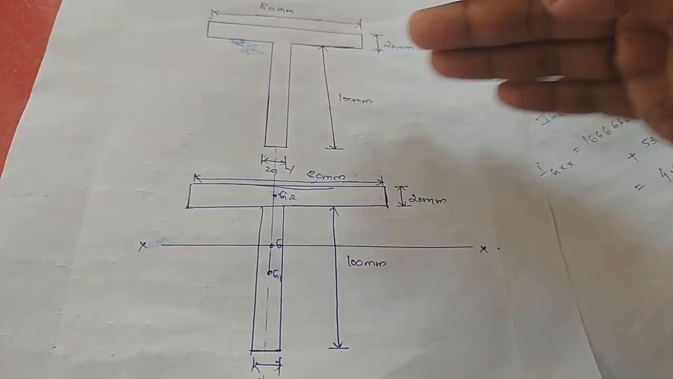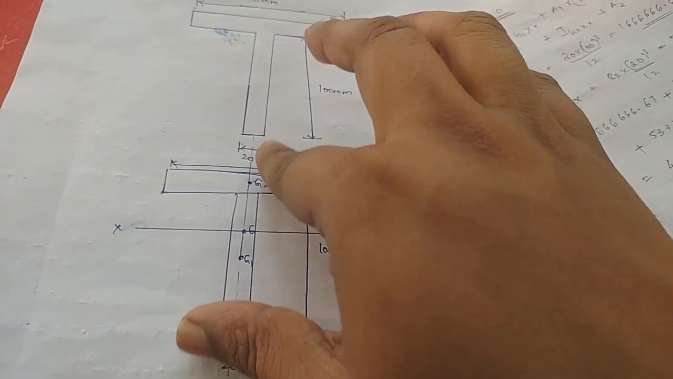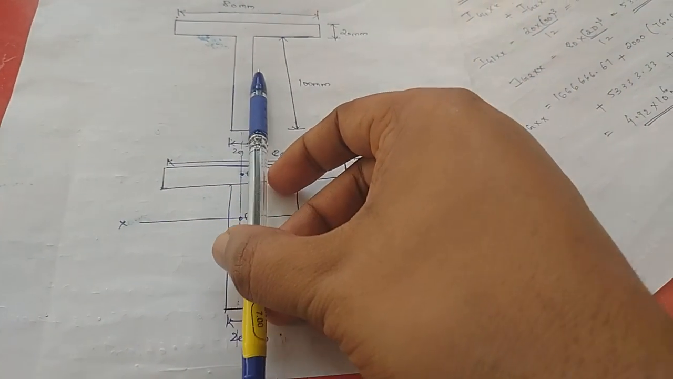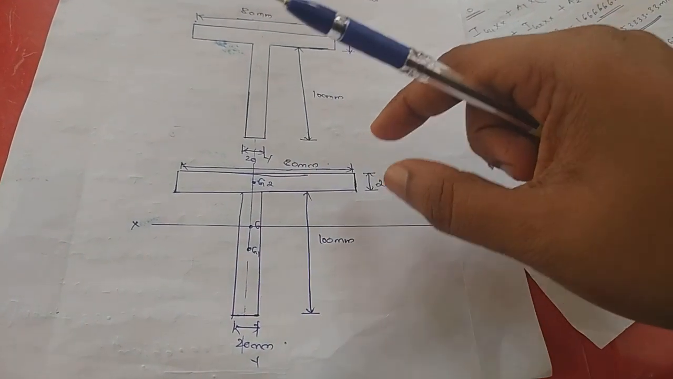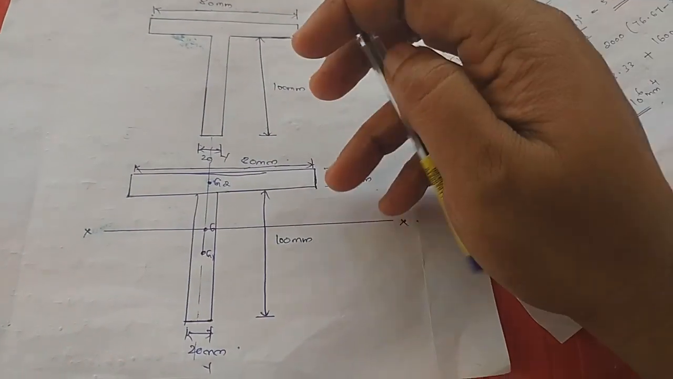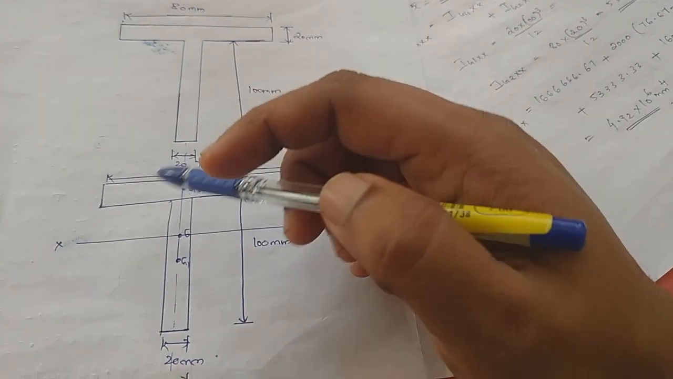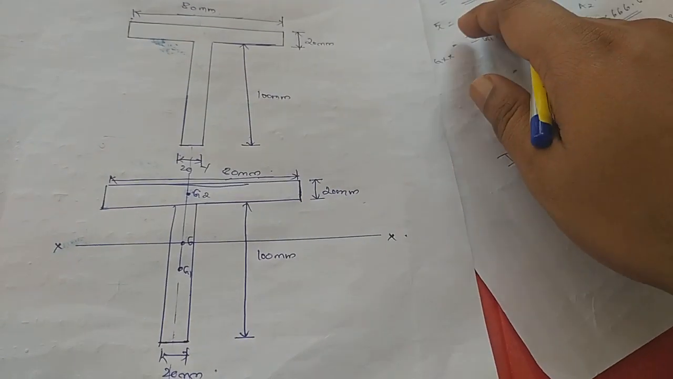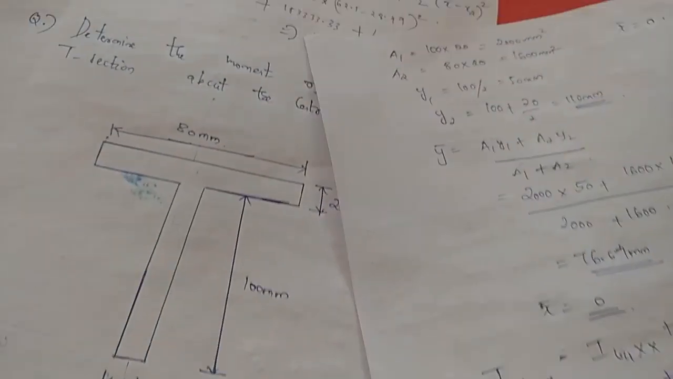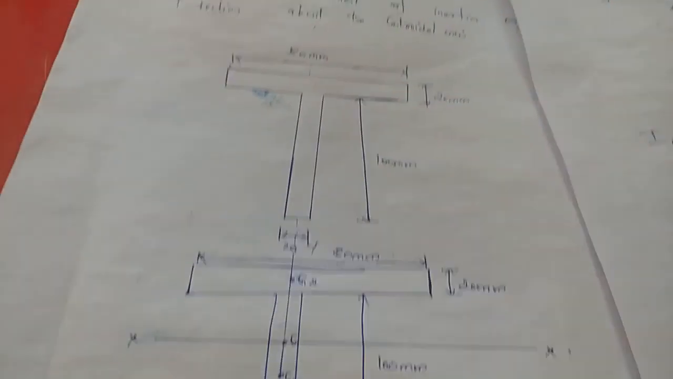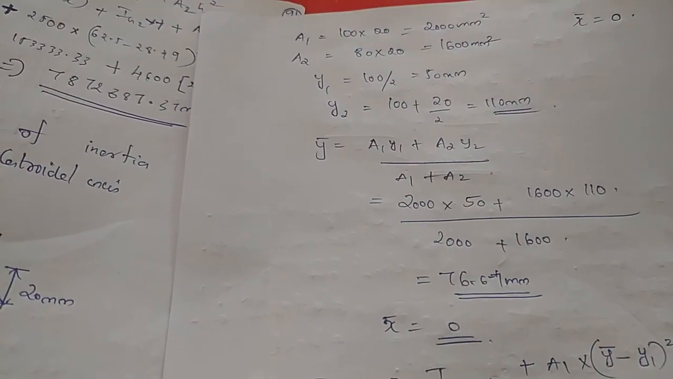So x bar will be equal to 0, since the section is symmetrical about the y axis. Y bar with respect to this axis: y1 will be equal to 100 divided by 2, and y2 is 100 plus 20 divided by 2.